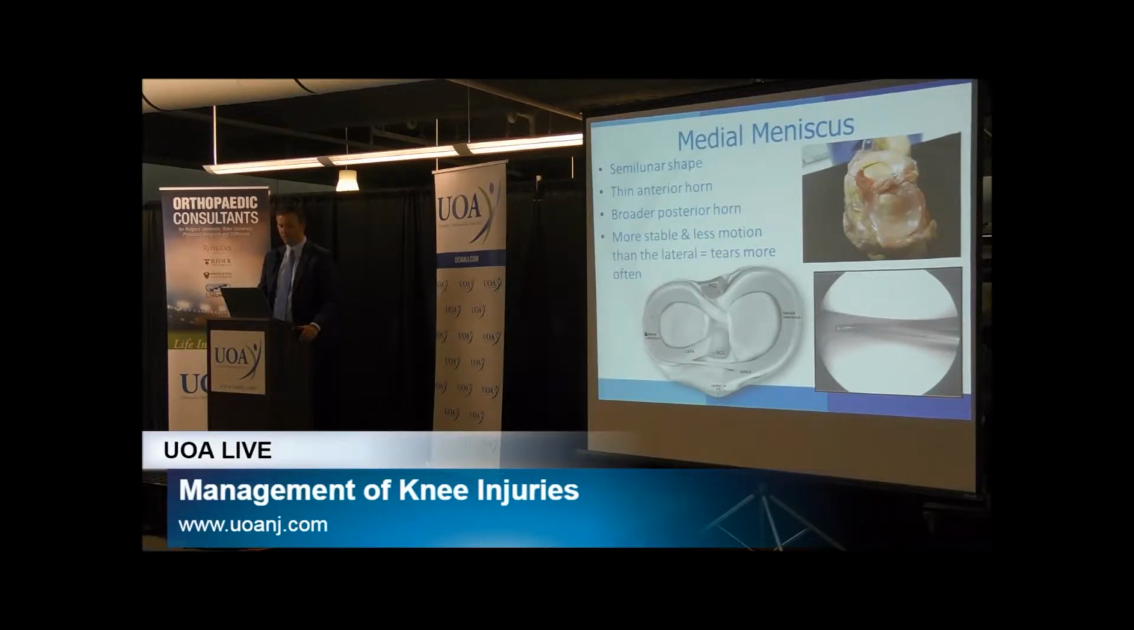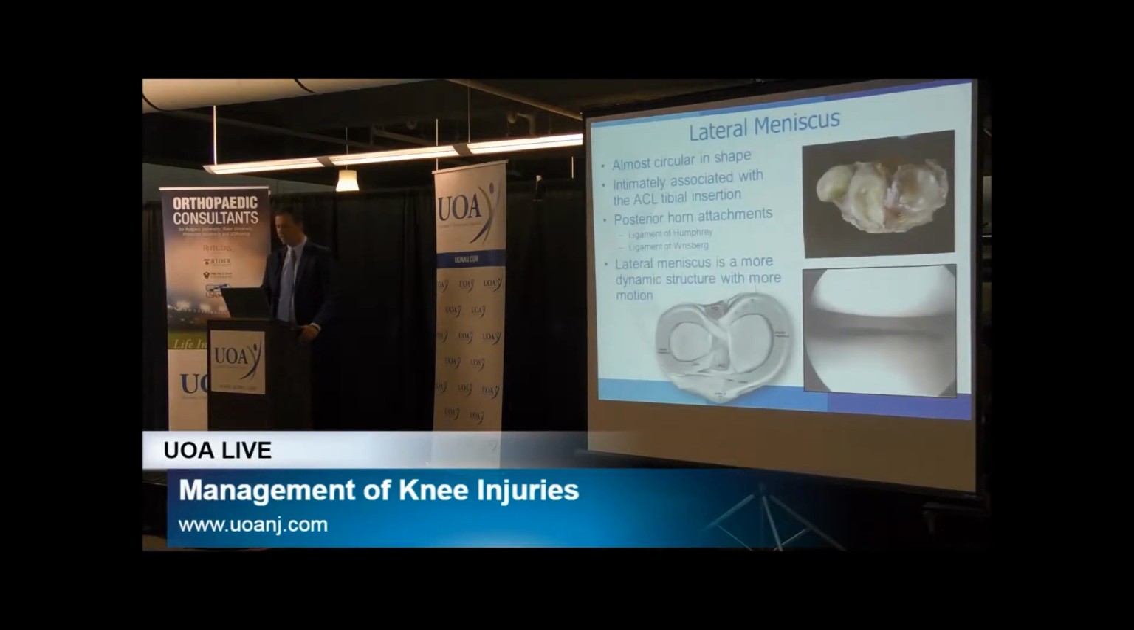Your medial meniscus here on the right versus your more circular-shaped lateral meniscus. The medial meniscus has a relatively thin anterior horn, but a very broad posterior horn, and it has much less motion inherently than the lateral meniscus. So this is something that you can see tear a little bit more often.